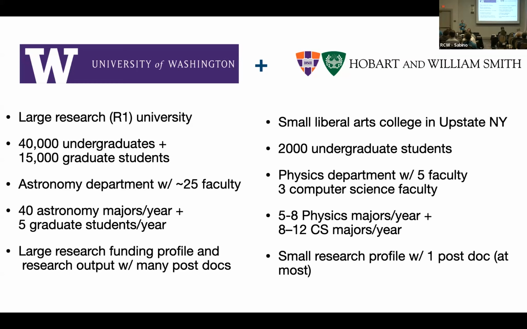And I am at a small liberal arts college. I have about 2,000 undergraduates. There are no graduate students. I'm in a physics department with 5 faculty, and I'm the only astronomer. I also draw on the computer science department for some research students. We have 3 computer science faculty that I include as sort of faculty. We graduate a handful of physics majors a year, somewhere between 5 and 10, and probably double the number of computer science majors a year. So we have a small research profile, and we usually don't have any postdocs, but we do have the opportunity to have postdocs if we had the funding at our institution. And so the University of Washington sponsored HWS as its expansion partnership.